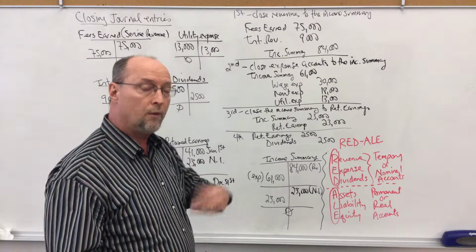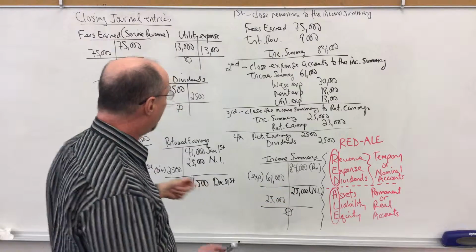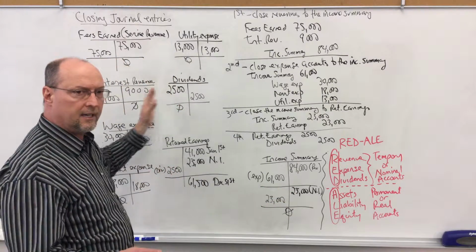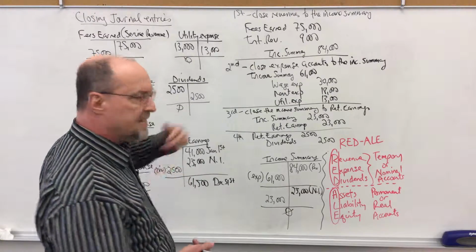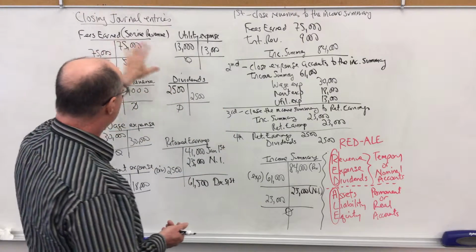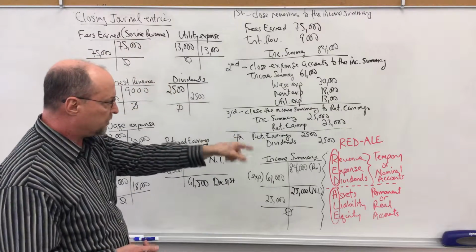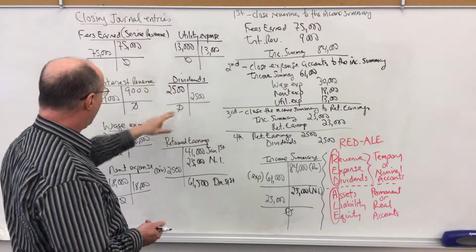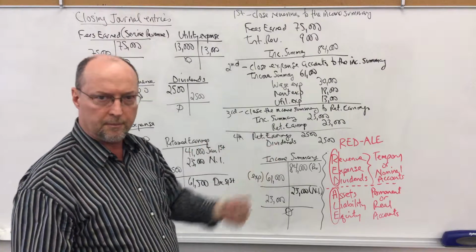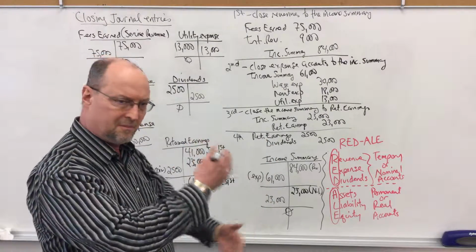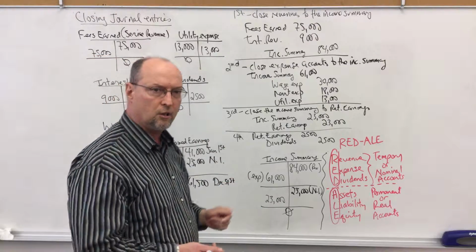Bear in mind, we've already prepared our financial statements. Now what we're doing is we're simply preparing the books, the records, the ledger for the next time period. We've closed out the temporary accounts: revenues, expenses, and dividends. They all now have zero balances, and we're ready to roll for the next time period. And we just do this period after period. That is the closing process.